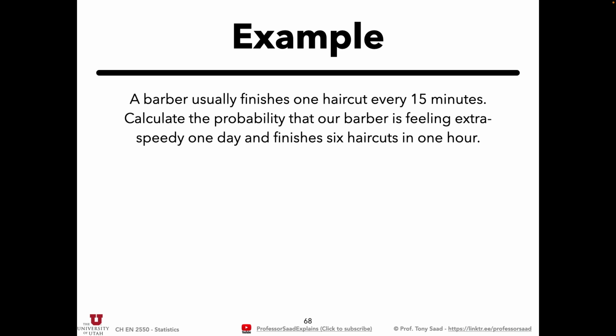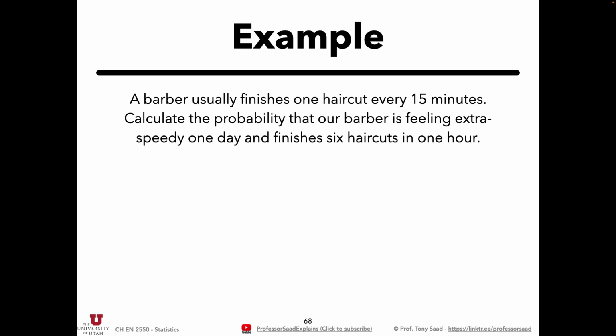A barber usually finishes one haircut every 15 minutes, on average. So you hear time, 15 minutes, that's going to be a probability question, and time means a Poisson distribution. One haircut per 15 minutes, that's going to be my lambda. Calculate the probability that our barber is feeling extra speedy one day and finishes 6 haircuts in 1 hour.